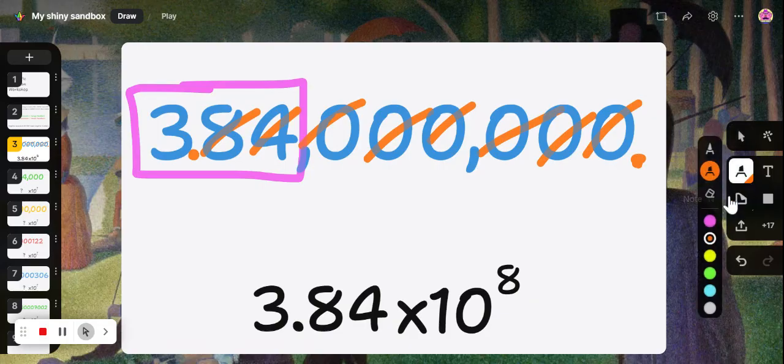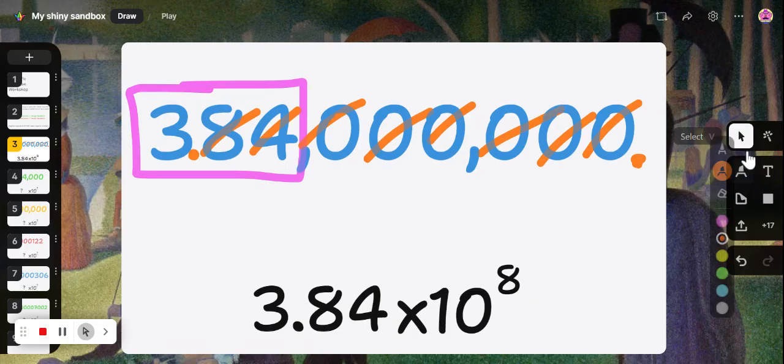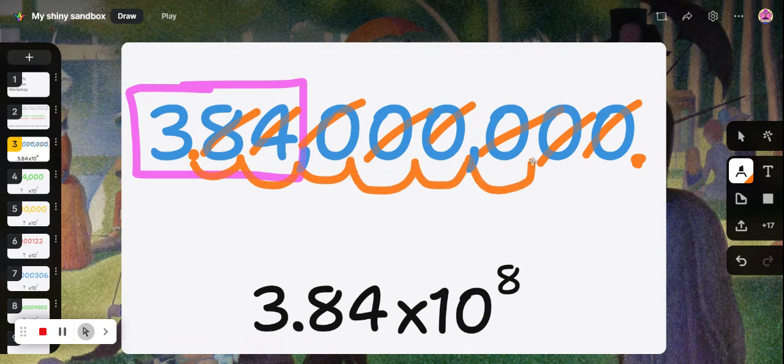Other people like to show the jumps like this. 1, 2, 3, 4, 5, 6, 7, 8. We moved our decimal place 8 times to the right. And that's another thing to note. Positive exponents represent very large numbers because you're moving your decimal place to the right, making this a very large number. Okay, and that's it. So 384 million written in scientific notation is 3.84 times 10 to the 8th power.